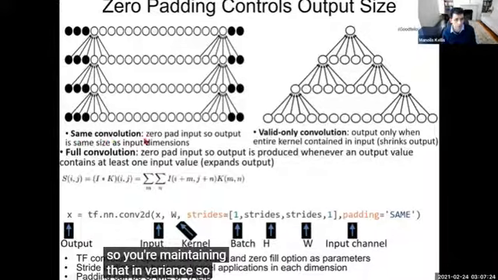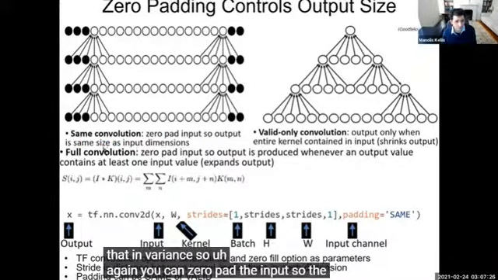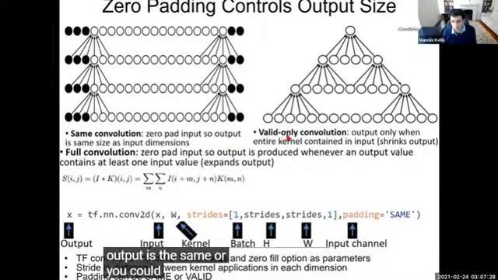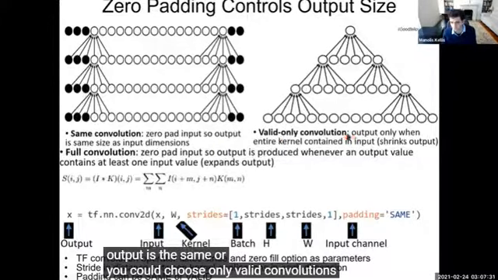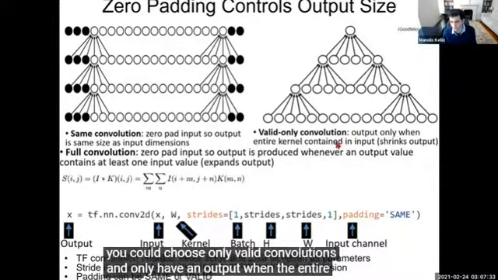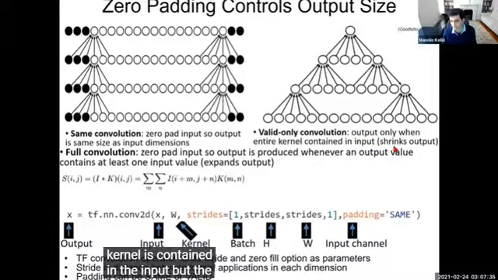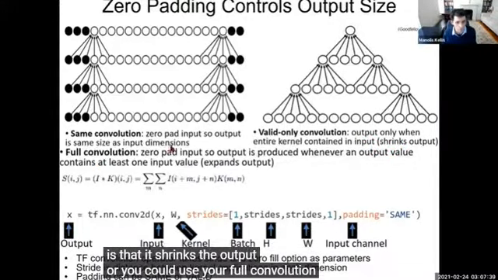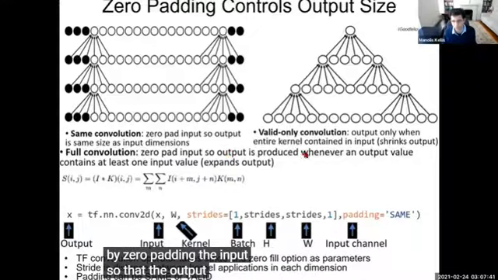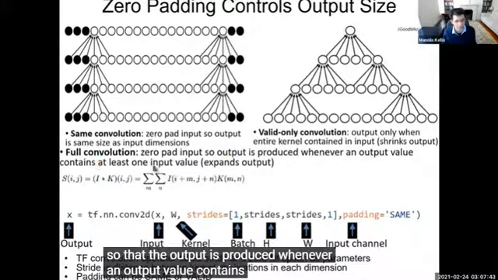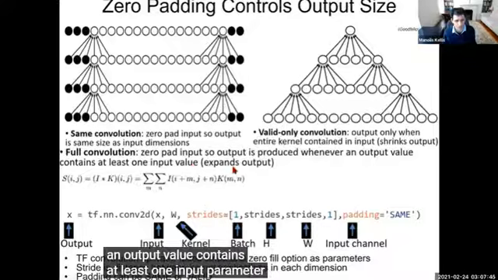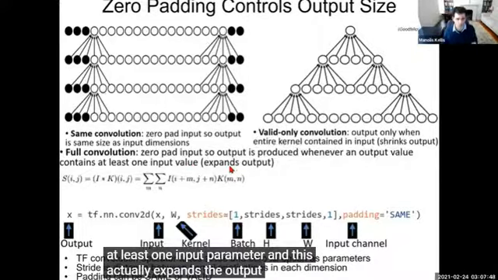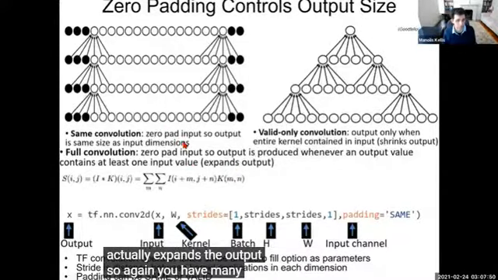So again, you can zero pad the input so the output is the same, or you could choose only valid convolutions and only have an output when the entire kernel is contained in the input. But the problem with that is that it shrinks the output. Or you could use your full convolution by zero padding the input so that the output is produced whenever an output value contains at least one input parameter, and this actually expands the output. So again, you have many different options here.